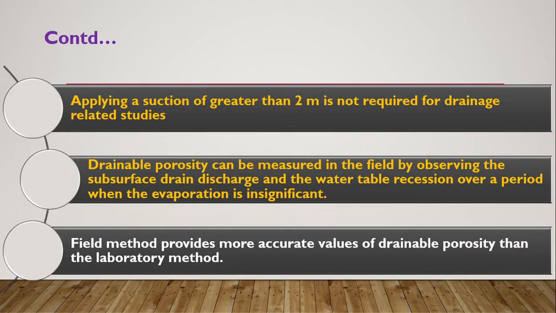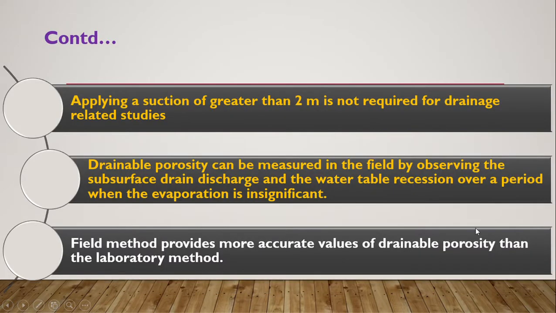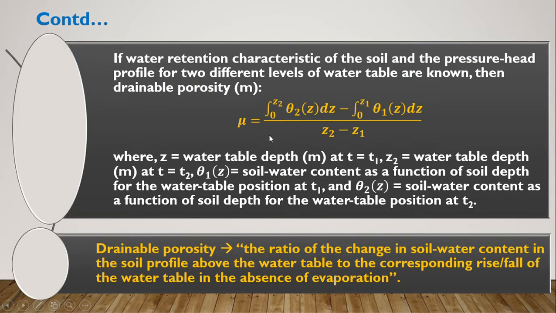That is the thing. The drainable porosity can be measured in the field by observing the subsurface drain discharge and the water table position. So in the field we can measure this drainable porosity by means of two terms. One is subsurface drain discharge. We will see how much water is discharged by the drainage system, and we will see the decrease in water table due to this drainage. So these two things we will see, and the ratio of these two will give the drainable porosity. So here you can see in field conditions, you can measure the drainable porosity by means of this equation.